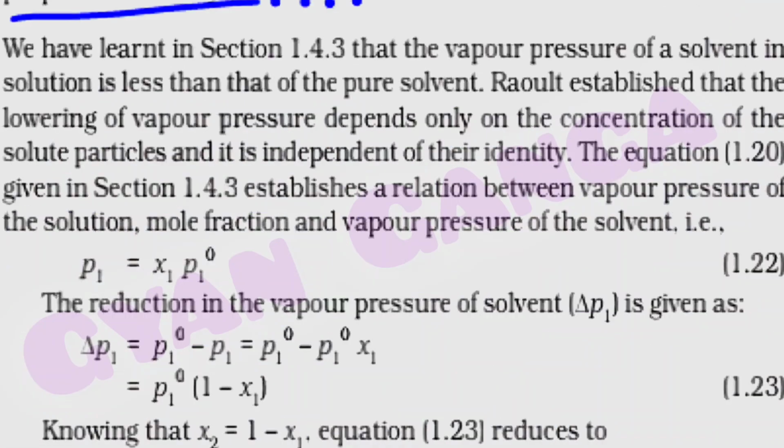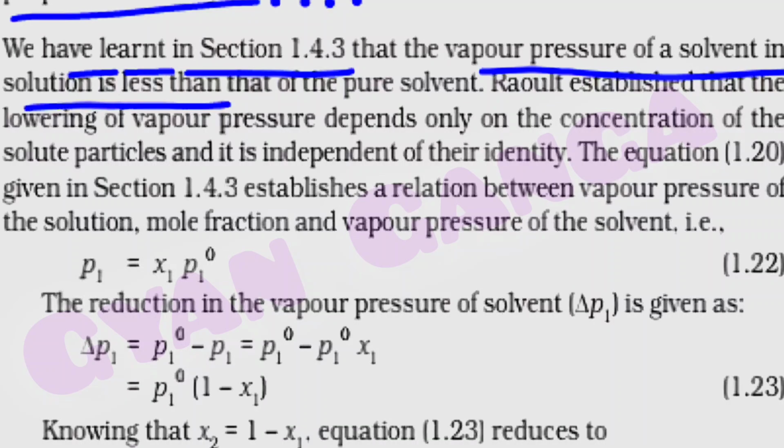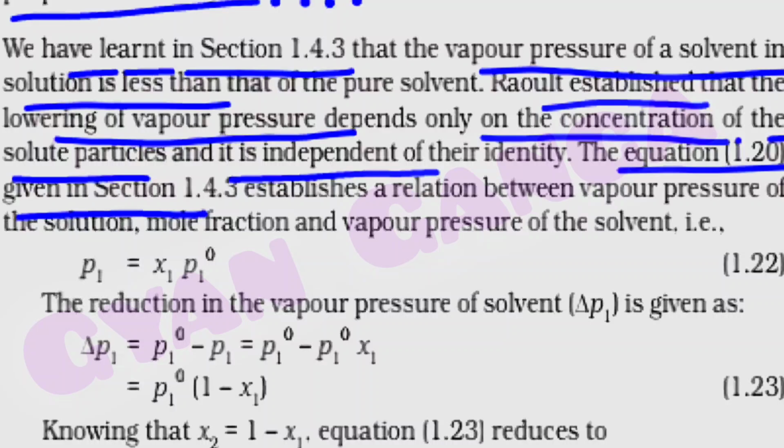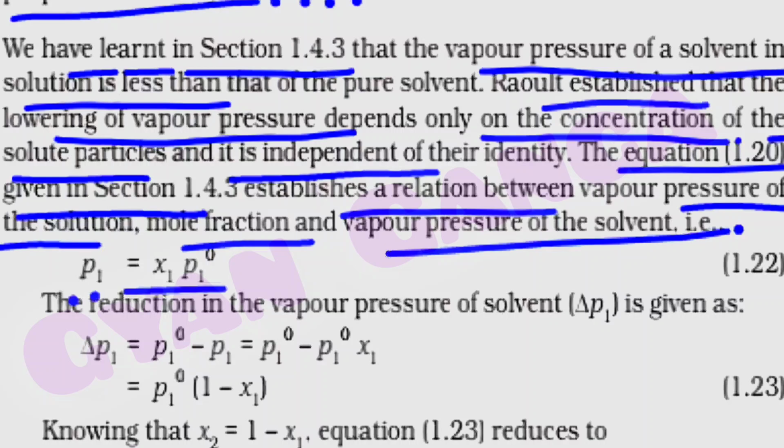Relative lowering of vapor pressure. We have learned in section 1.4.6 that the vapor pressure of a solvent in solution is less than that of the pure solvent. Raoult established that the lowering of vapor pressure depends only on the concentration of the solute particles and is independent of their identity. Equation 1.20 given in section 1.4.3 establishes a relationship between the vapor pressure of the solution and the mole fraction and vapor pressure of the solvent, that is, P1 is equal to X1 into P1 naught.